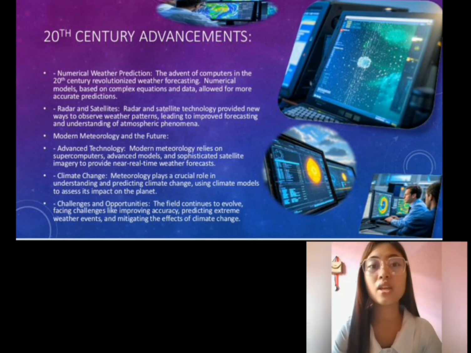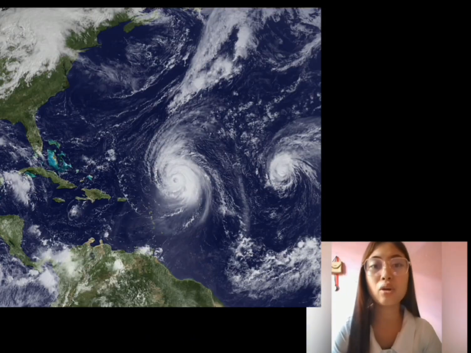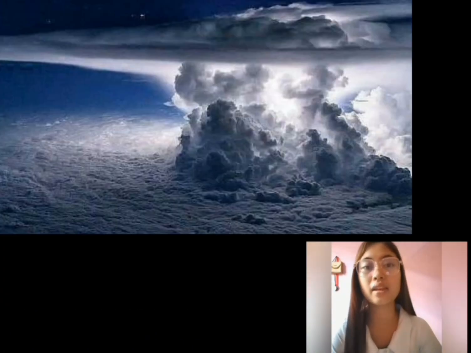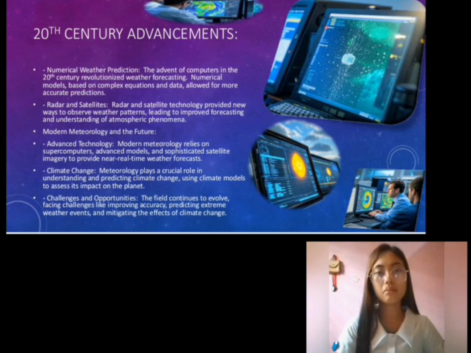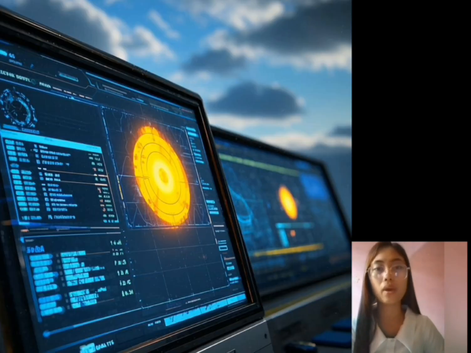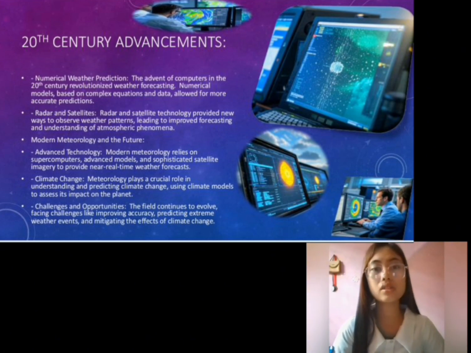Data assimilation: sophisticated techniques for combining observations from various sources, like satellites, radar, and surface stations, into weather models have further enhanced forecast accuracy. Ensemble forecasting: running multiple weather models with slightly different initial conditions provides a range of possible future weather outcomes, improving the understanding of forecast uncertainty. High-resolution modeling: increasing computing power allows for the development of high-resolution models that can capture smaller-scale weather features, improving local forecasts.